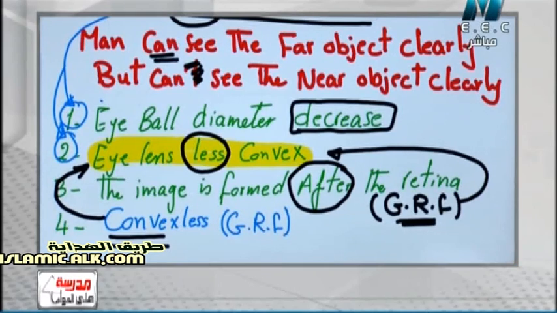Okay. So what type of glasses do you have now? Me suffering from short-sightedness. So my eyeball diameter increase. So my eye lens convexity increase. So here the image is formed before the retina. So I treat my case by using what? As we have here concave eye glass because my eye lens is more convex or the convexity of my eye lens increase.